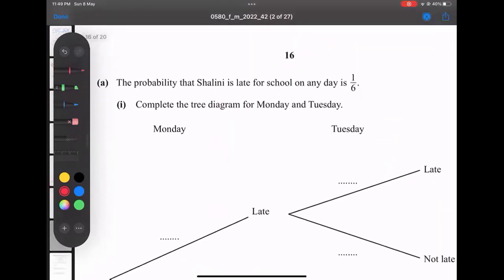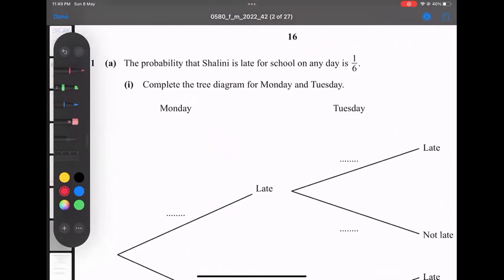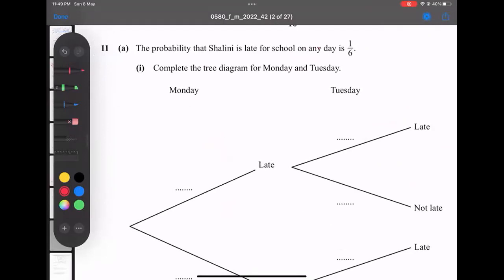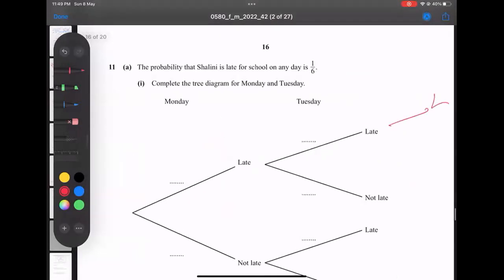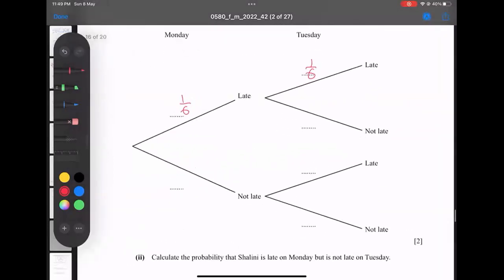So the probability S is late for school on any day. This word any is very, very important. Not only Monday, not only Tuesday, even the day after next, even late here. For example, here late. So late is 1 over 6, 1 over 6, even here 1 out of 6. I just give a hint so you can understand. So it means even late. For example, Monday is not late, but Tuesday late, again 1 over 6.